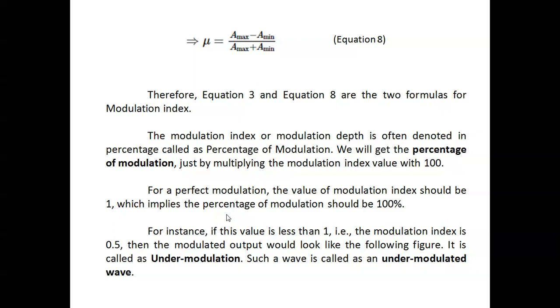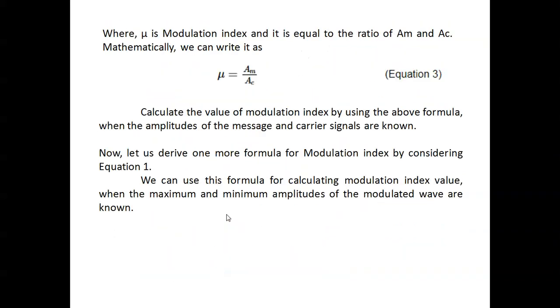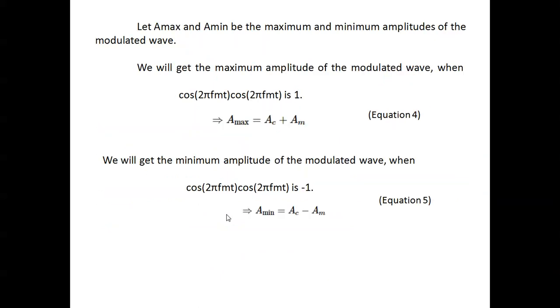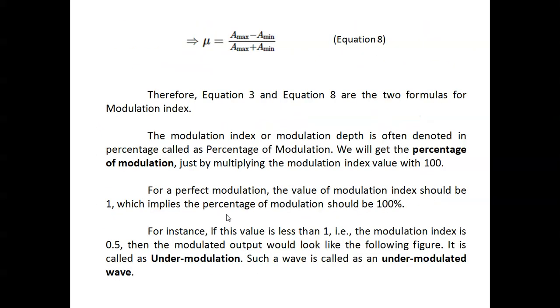So we get the modulation index from equation 8. Equation 3 and 8 are two formulas for modulation index. Going back to the third equation, we have AM divided by AC. Similarly, the eighth equation is A maximum minus A minimum, divided by A maximum plus A minimum.